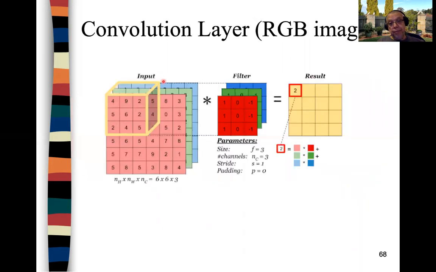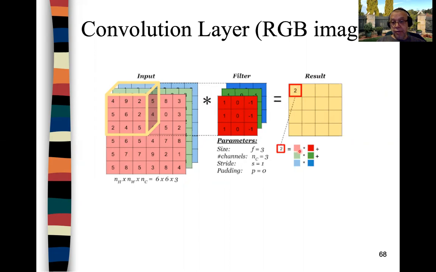Just a reminder, we had an RGB image that we convolved with a filter. Because it has 3 channels, R, G, and B, red, green, and blue, we needed 3 filters corresponding to each channel. And then we did the convolution.